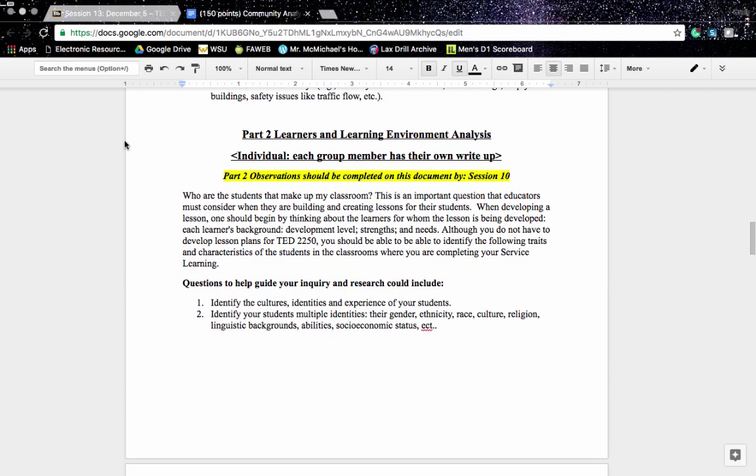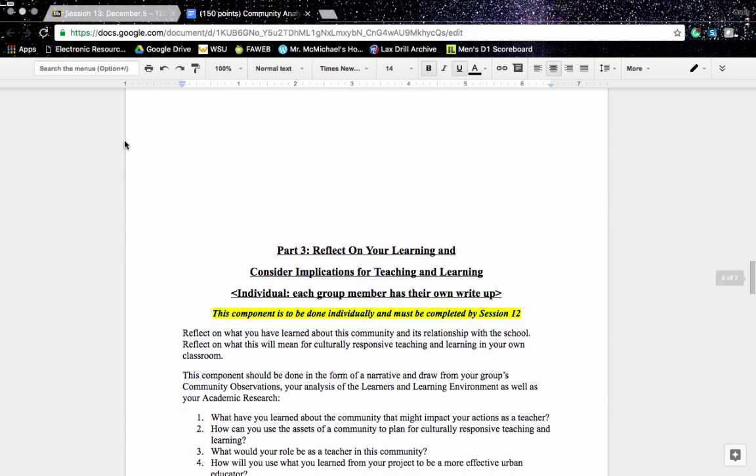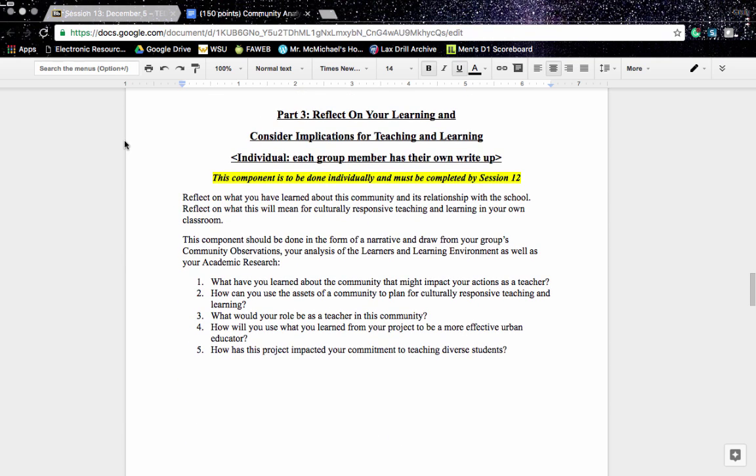For part 2, each group member needs to do their own write-up. Each group member is responsible for their own component. In addition, part 3 is also to be done individually, so each person needs part 3.